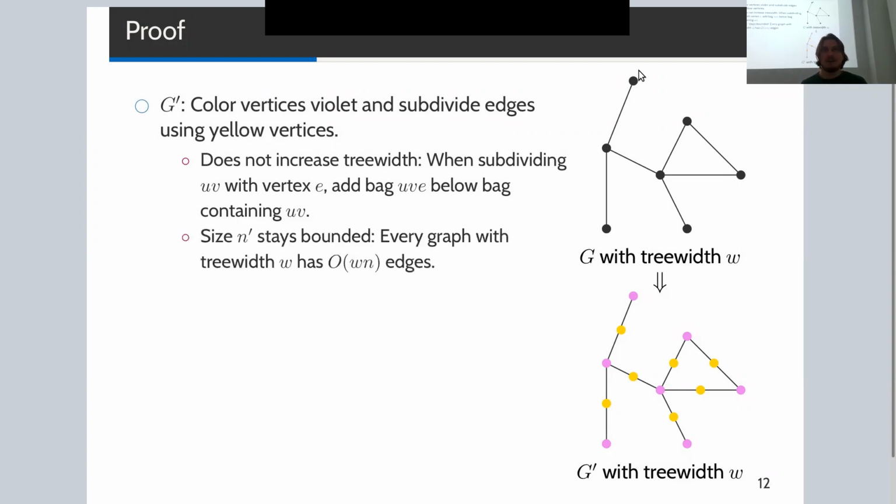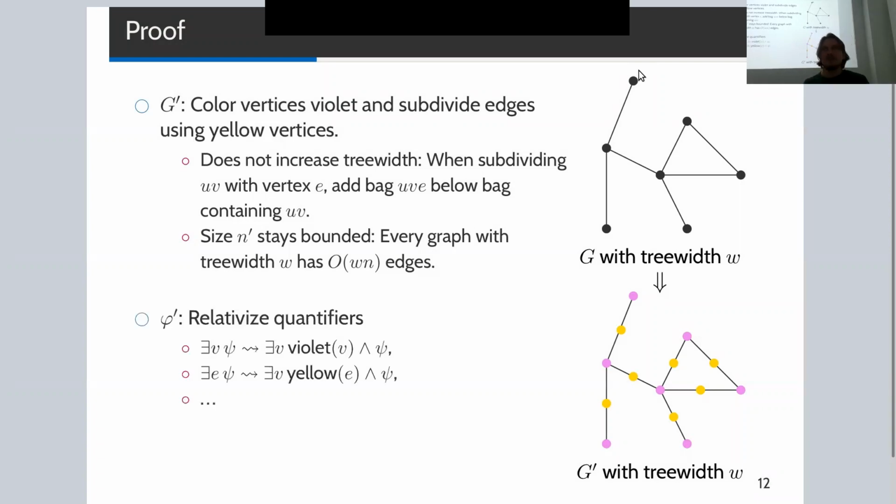And also the size of the new graph stays bounded, because you can show that every graph with tree width W has at most O of W times N edges. So now we modified our graph. We also have to change our formula.